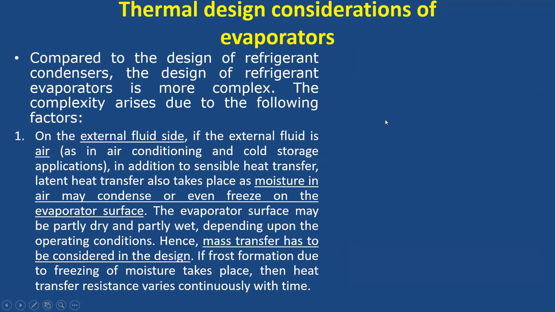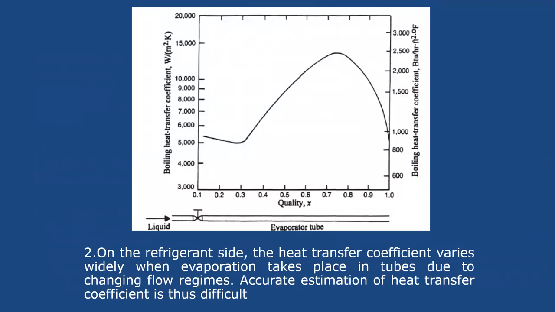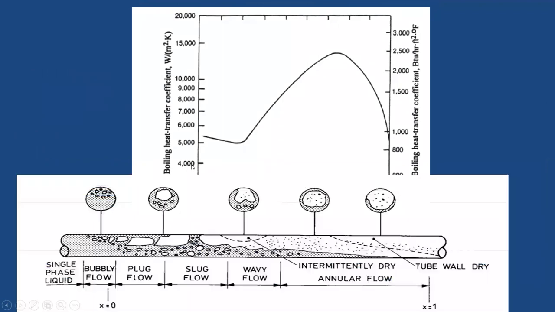That is the first part. Second part, on the refrigerant side, the heat transfer coefficient varies widely when evaporation takes place in the tube. So in-tube evaporation is a little bit complicated, and due to changing flow regimes, accurate estimation of heat transfer is not possible. The flow regime is continuously changing. Initially it is liquid, then as it absorbs the heat, it starts converting into vapor. When it proceeds to the outlet, it's completely vapor.